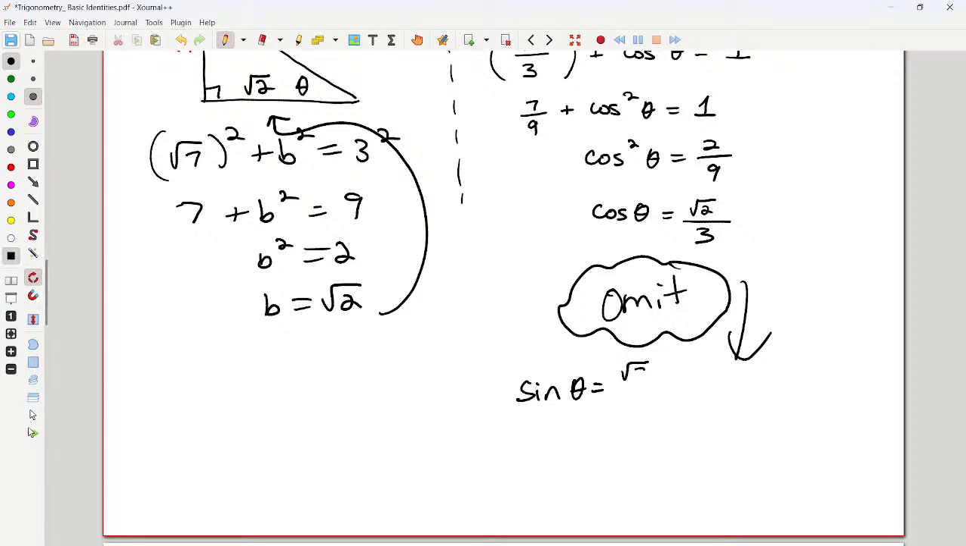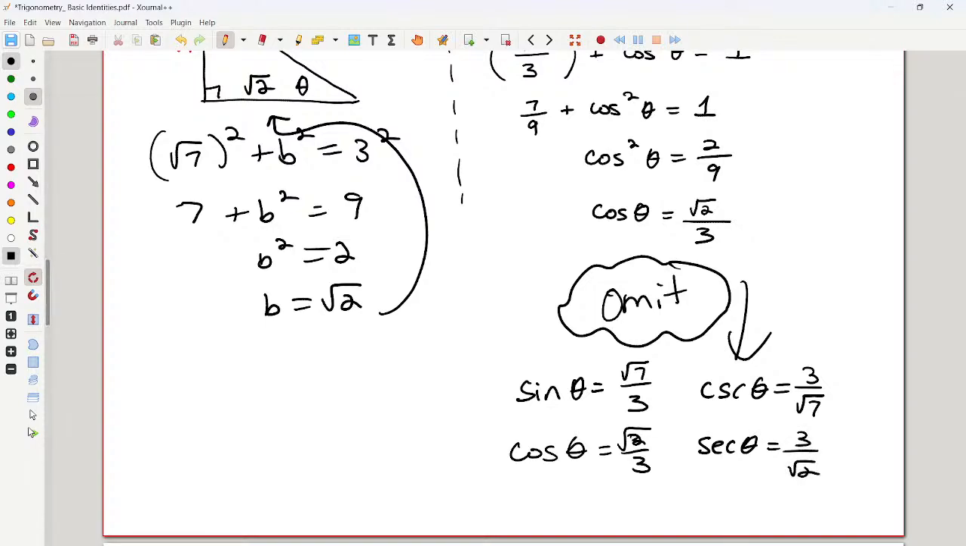So this was given to us. Cosecant is 3 over root 7. And once we found cosine, we basically get this for free. So just for time's sake, I'm not going to do this.